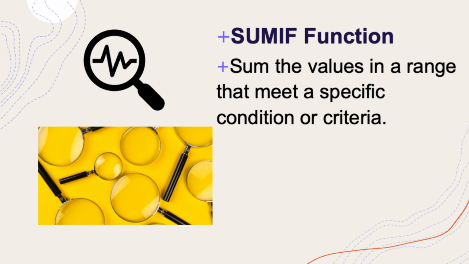The second function we will learn in this video is the SUMIF function. The SUMIF function in Excel is used to sum the values in a range that meet a specific condition or criteria. For example, as an HR professional, you need to calculate the total salaries of employees which belong to only one department, say, for example, IT.